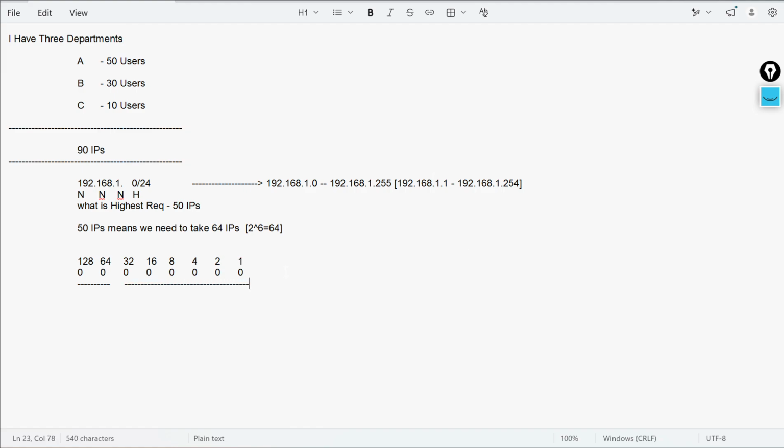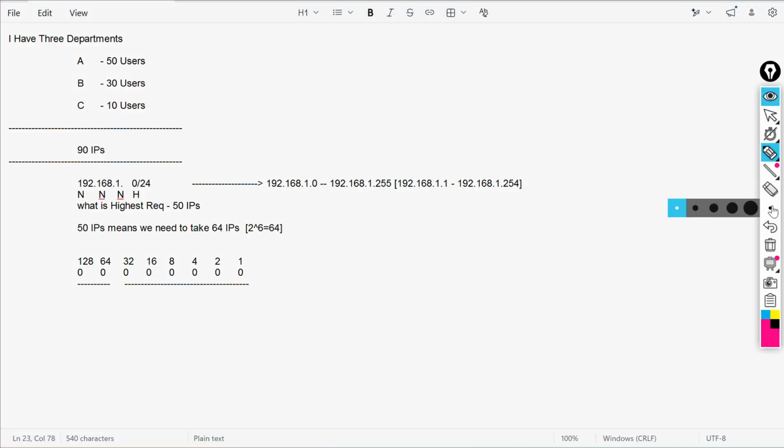Count from right to left. Okay. Right to left. That is very, very important. So here to here we need to count 6 bits. So 1, 2, 3, 4, 5, 6 like this. And the remaining two are what? Network bits. Okay. This is step 1.